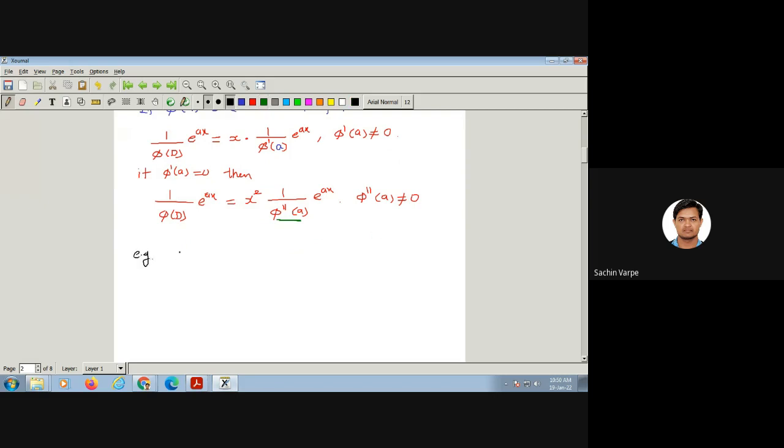So for example, if I have 1 upon D minus 5 e to the power 3x, then what I'll do? I'll simply replace D by a there. A is 3. So what I'll get? 1 upon 3 minus 5 e to the power 3x. So that is equal to minus 1 by 2 e to the power 3x. That is my final particular integral.